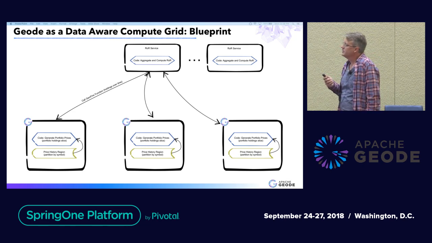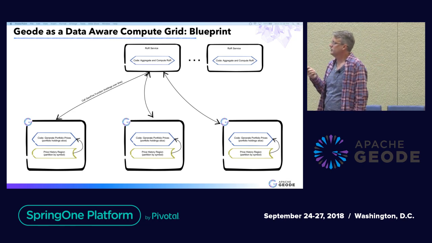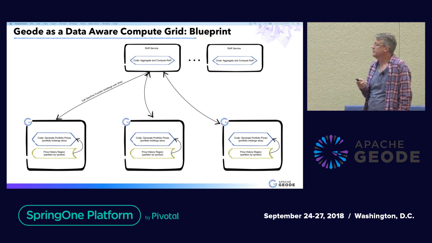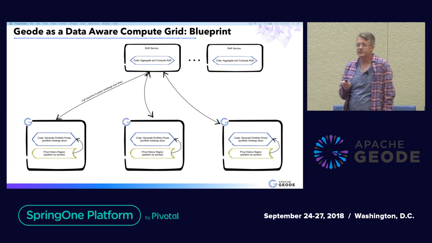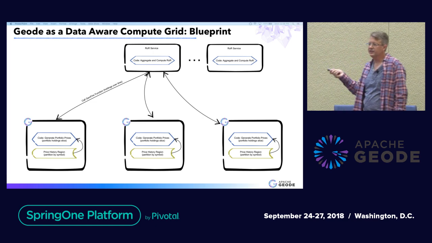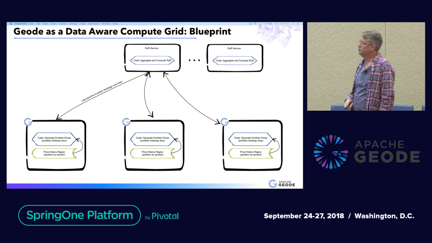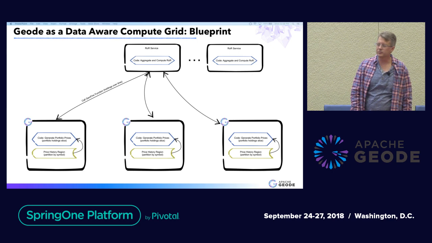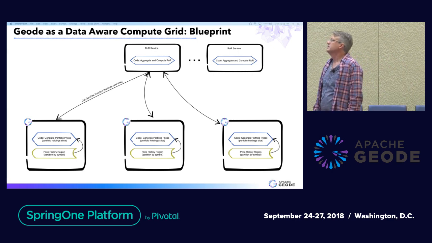So in this case, we have, again, of course, Geode partitioned regions. And in this case, we're going to be partitioned by symbol. Each data node handles one subset of the symbols, and it's got the price history for, let's say, going back 10 years for every symbol. Up at the top, we have a rate of return service.